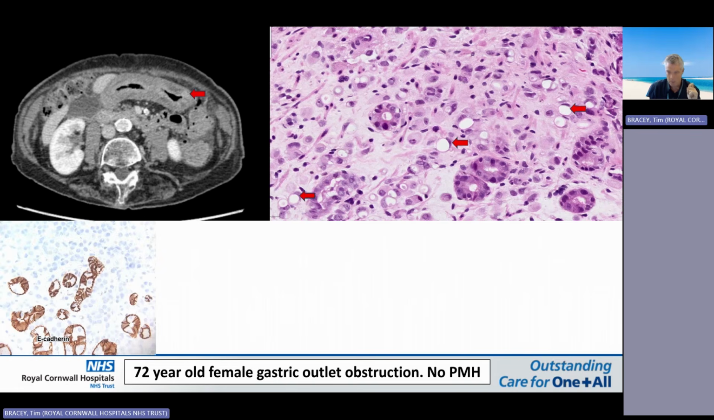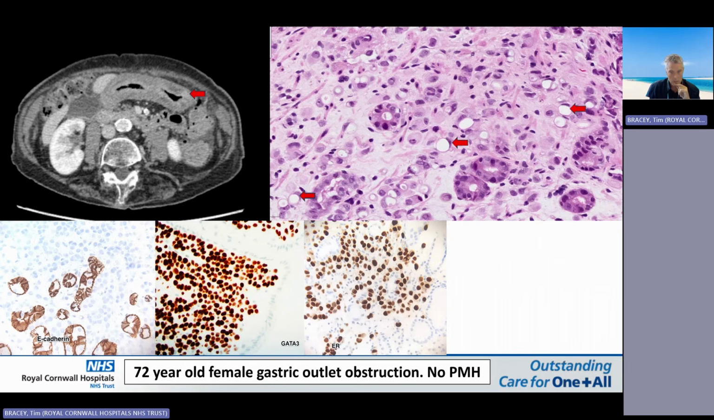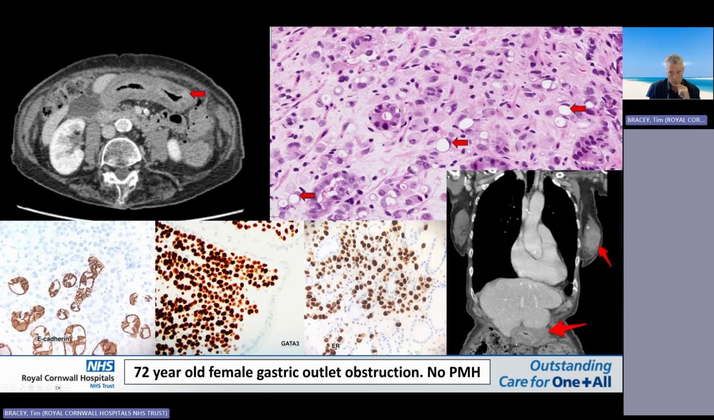So E-cadherin negative, that's pretty common for just a gastric poorly cohesive carcinoma. But this was also GATA3 positive, ER positive. And this woman not only had linitis, but she also had a new breast mass, which was lobular carcinoma. So she didn't even have a history.